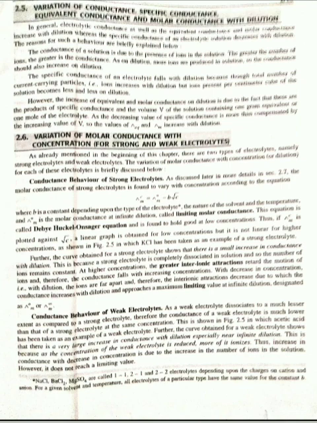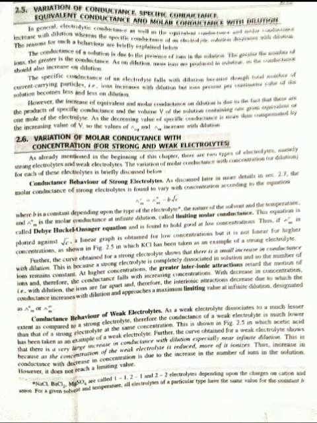As discussed later in more detail in section 2.7, the molar conductance of strong electrolytes is found to vary with concentration according to the equation lambda mc = lambda m naught - b root c, where b is a constant depending upon the type of the electrolyte, the nature of the solvent and the temperature, and lambda m naught is the molar conductance at infinite dilution called limiting molar conductance. This equation is called the Debye-Huckel-Onsager equation and is found to hold good at low concentration.